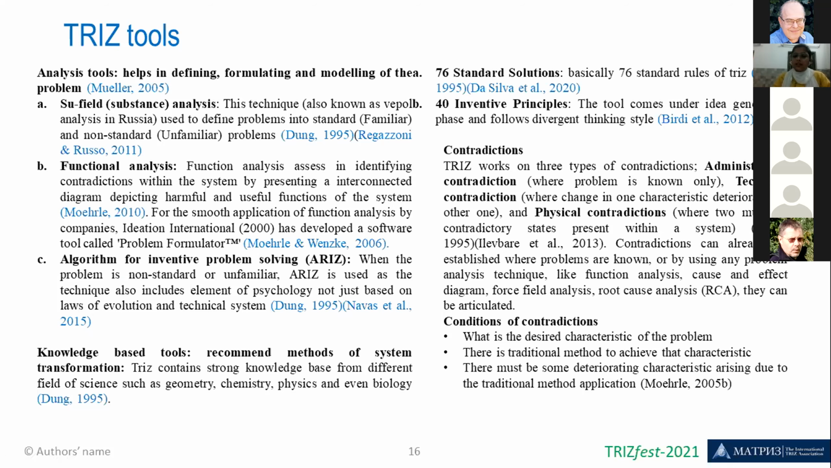But there are three conditions of contradictions. First, what is the desired characteristic of the problem? There has to be a traditional method to achieve that characteristic, and there must be some deteriorating characteristics arising due to the application of the traditional method.